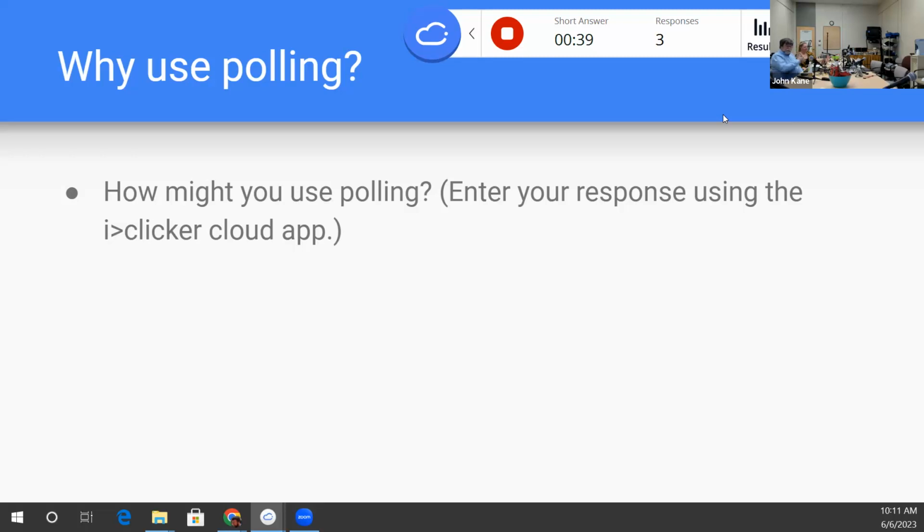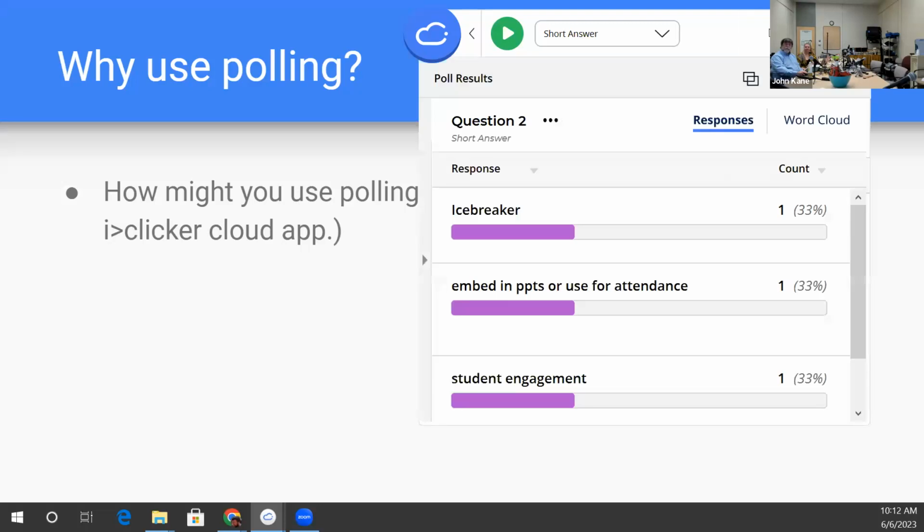You might want to ask a question, see the results, and then ask students to discuss it, vote on it, and then vote on it again. And then don't share the results until the second time they've had to vote, sort of like a think, pair, share activity. Okay, so we've got 3 responses now. So I'll stop this polling and we will look at the results.